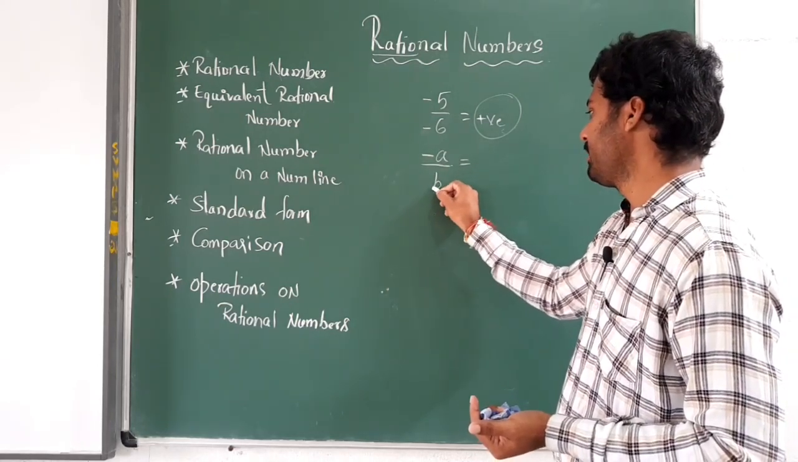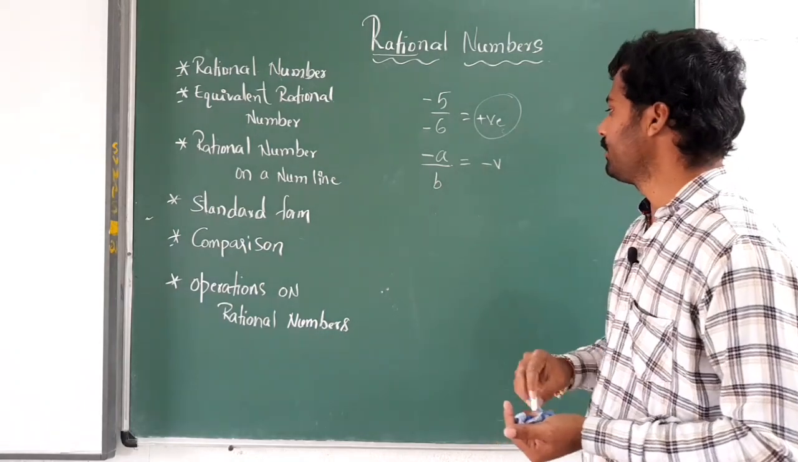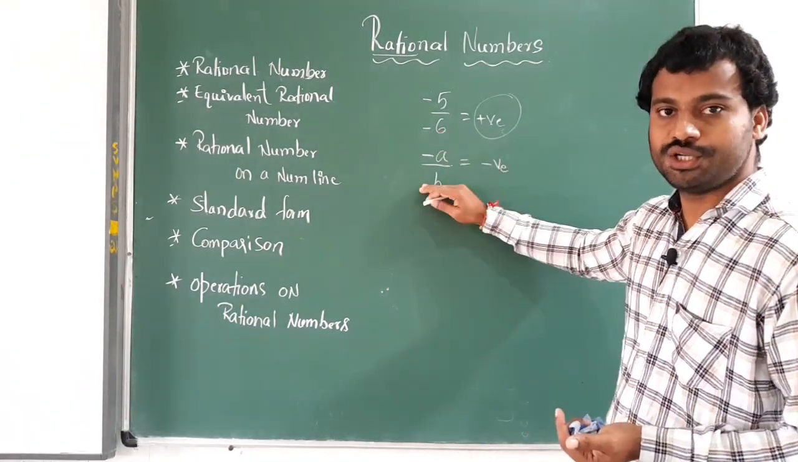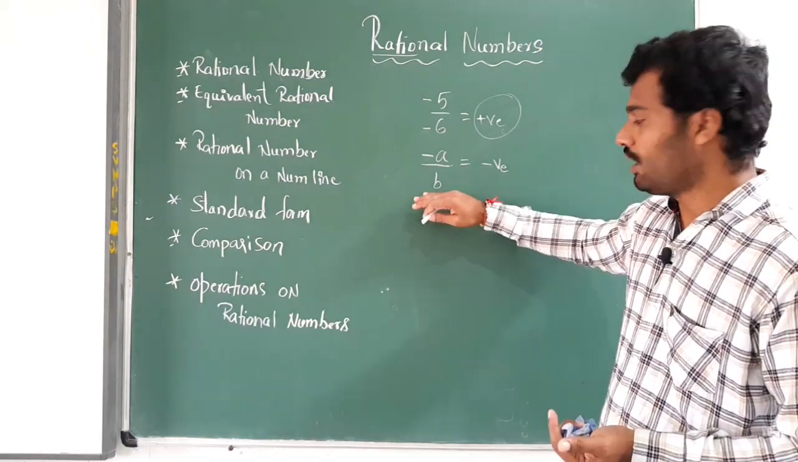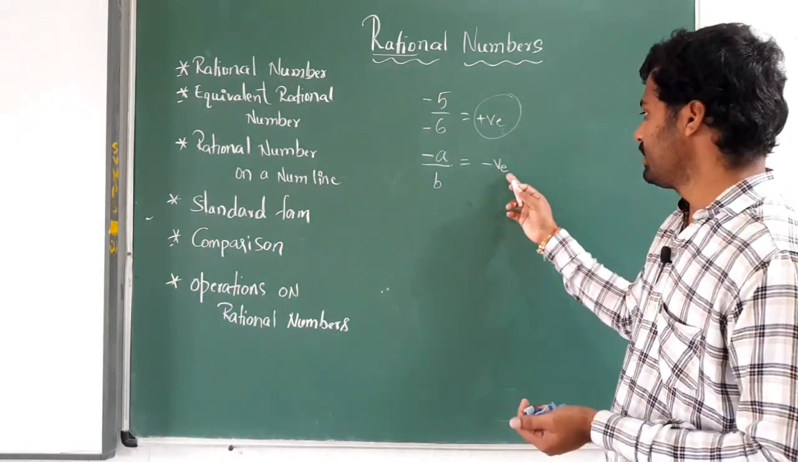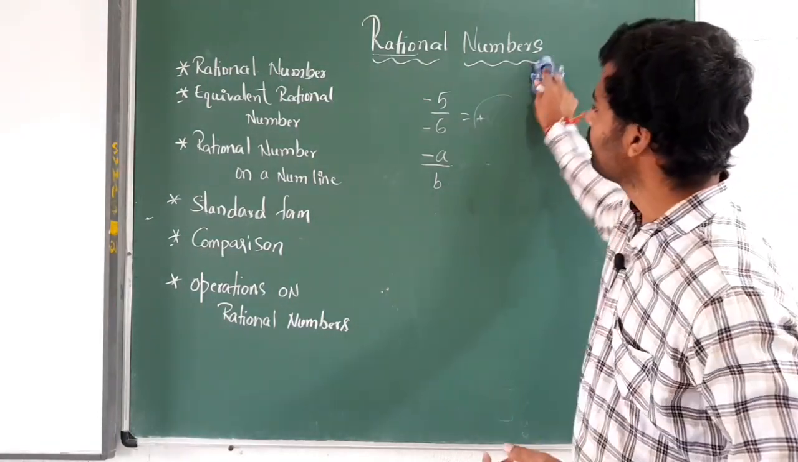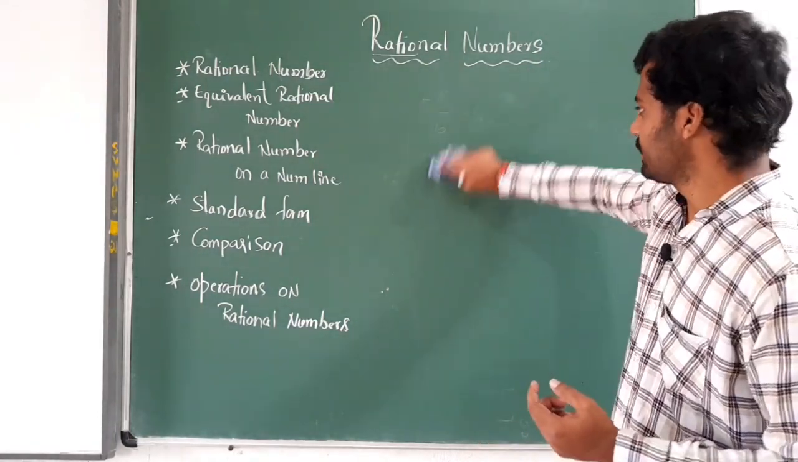Minus a by b in general, negative. One is positive, one is negative. Numerator is positive, denominator is negative, or it is negative, it is positive. Then the resultant value will be negative. Very important. Okay, so what are we discussing?